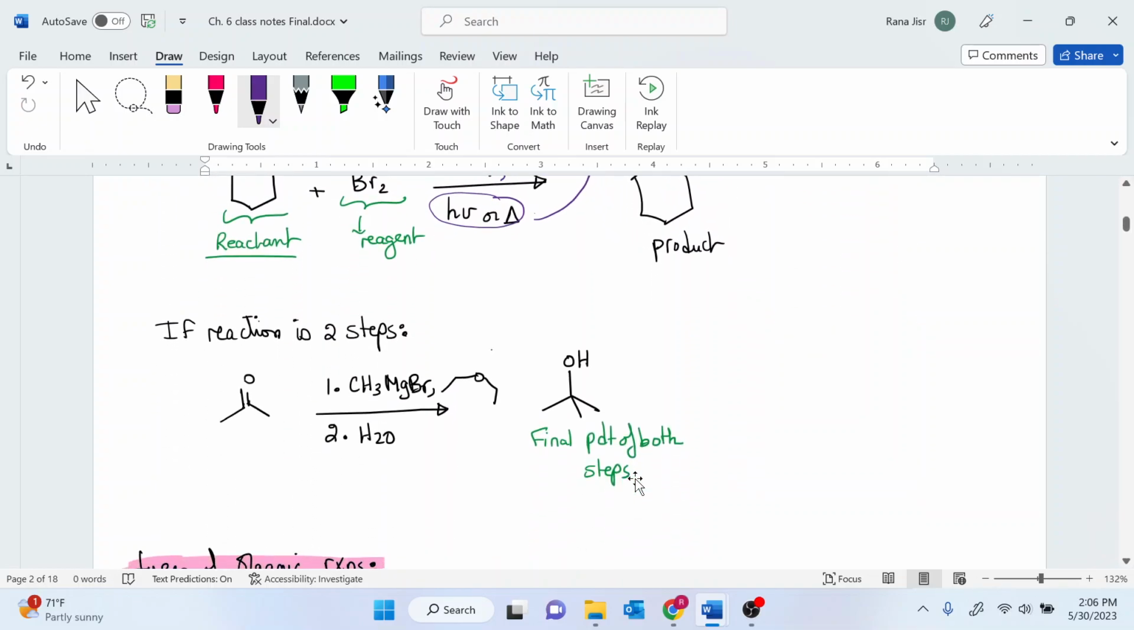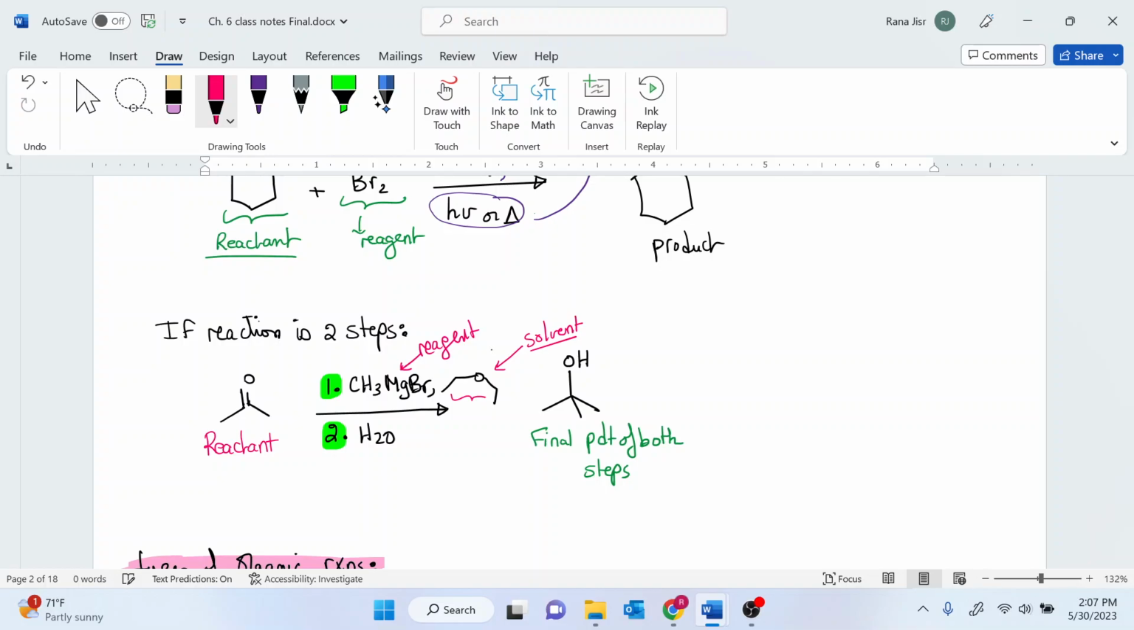There are reactions that are more than one step. And if this is the case, then every step should have its own reagent, and every step should be labeled by the number of the step. So here, if I have two numbers, then I know that the reaction is two steps. So in the first step, I am reacting my reactant, which is the ketone in this case. So this is my reactant. I am reacting it with the reagent. And next to the reagent here, I do have my solvent.